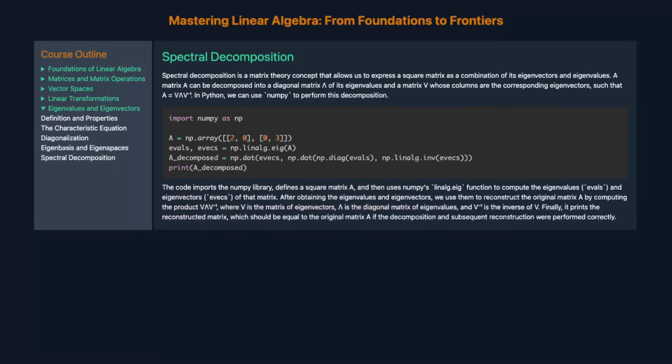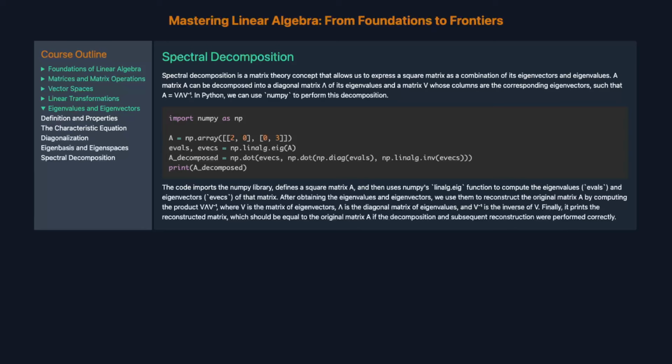Spectral decomposition. Spectral decomposition is a matrix theory concept that allows us to express a square matrix as a combination of its eigenvectors and eigenvalues. A matrix A can be decomposed into a diagonal matrix L of its eigenvalues and a matrix V whose columns are the corresponding eigenvectors, such that A equals V L V^-1. In Python, we can use NumPy to perform this decomposition.